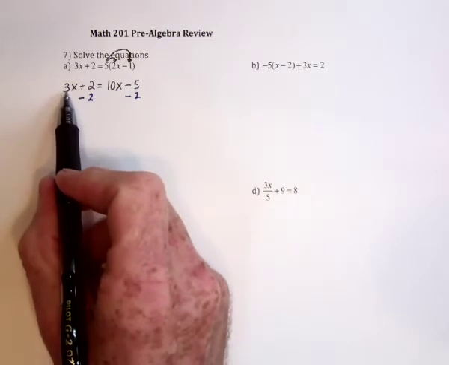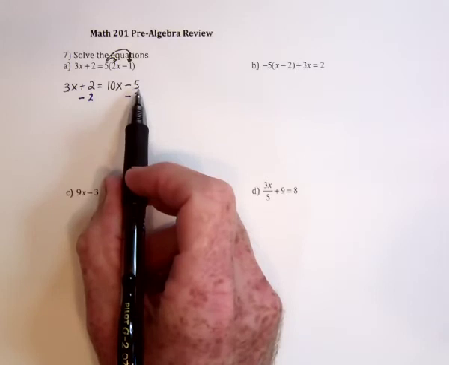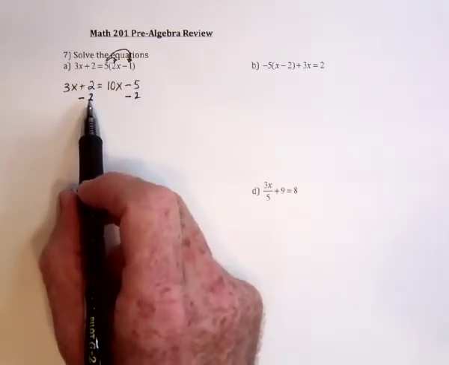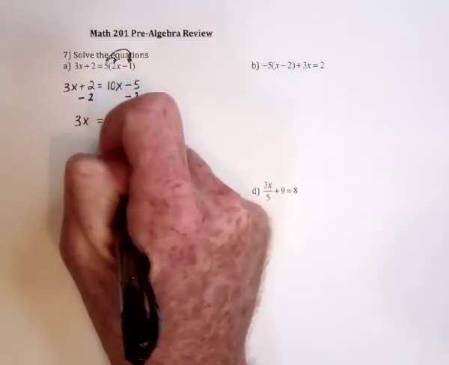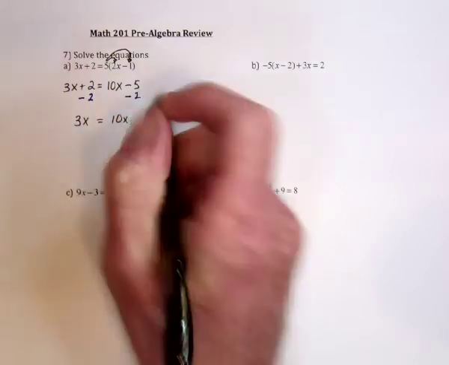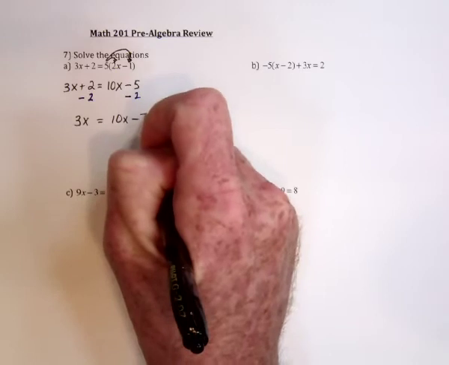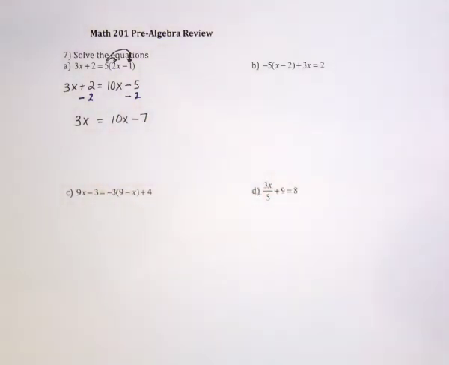Notice right now I've got a 3x, a 2, a 10x, and a negative 5. I've got 4 terms. Well, by doing this, I've simplified it down to just 3 terms. So there's just a 3x on the left side now. There's 10x, and then you put these two together, a negative 5 and a negative 2 makes a negative 7. Okay, now the goal is get x on one side of the equation and get all of the numbers on the other side of the equation.